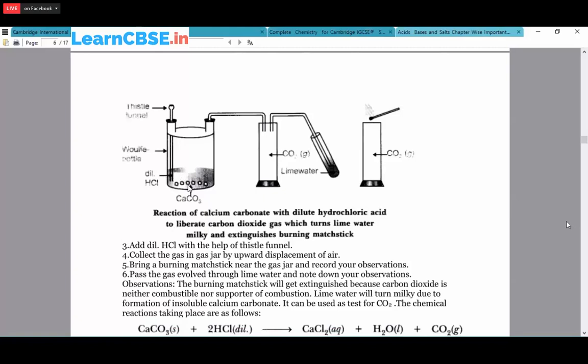When you add the HCl to the calcium carbonate, the reaction starts. Bubbles start coming and go into the delivery tube. We allow this gas to pass through the lime water. Pass the gas over the lime water and note down your observations. The lime water turns milky. Milky means the calcium hydroxide is converted into calcium carbonate, which is a white solid. That is why it turns milky.